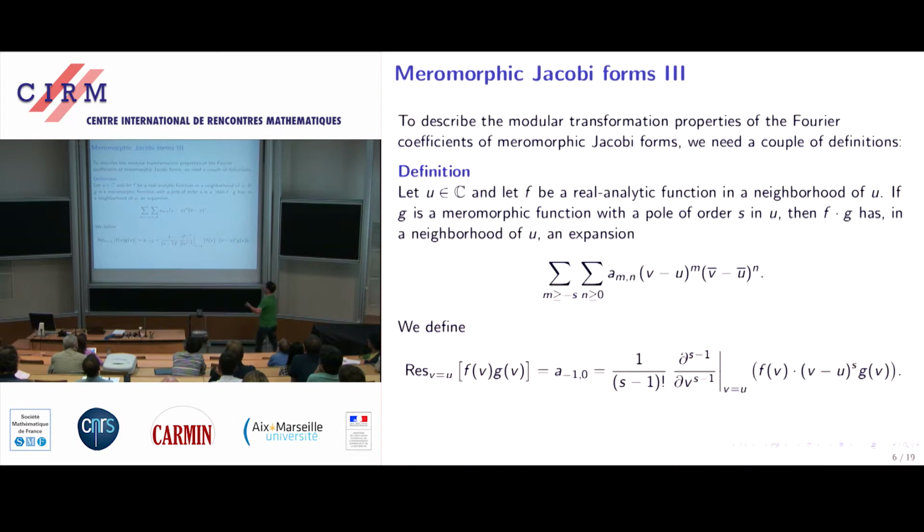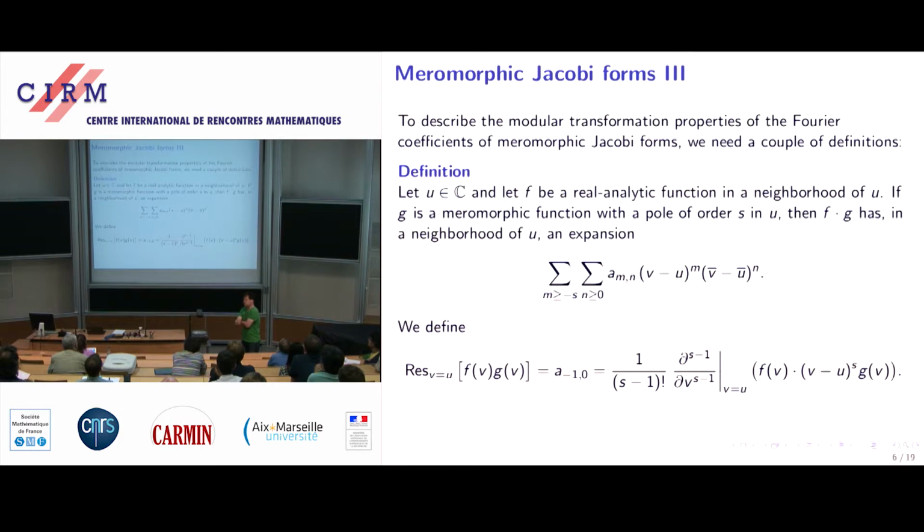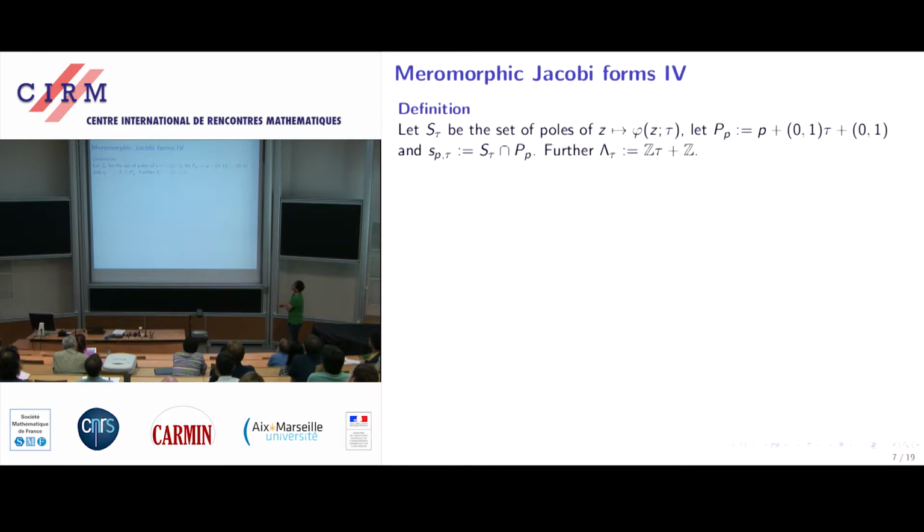And if you actually want to compute that thing, it's easier to work with this expression. You multiply this product f times g by (v minus u) to the power s, and you differentiate. This is then the holomorphic derivative. Differentiate that a couple of times, and there you have your coefficients. And of course, if f is holomorphic, this is the classical residue. Okay. So that's one ingredient to state the result.